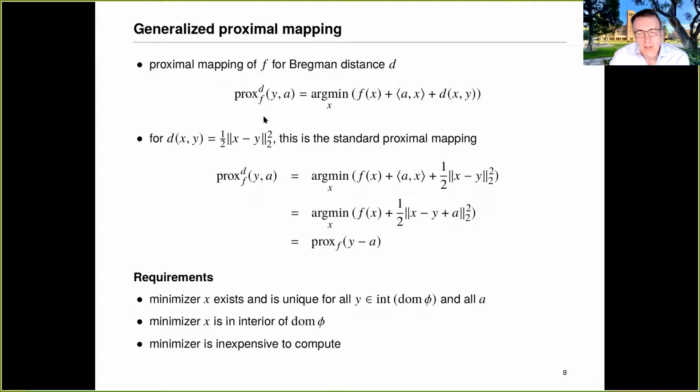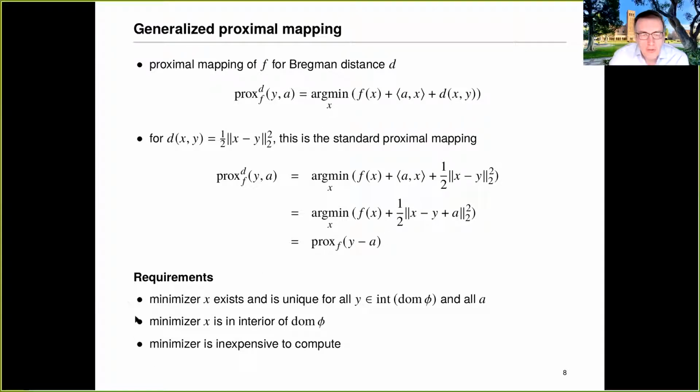But the applications where we'll be interested in using this will be applications where we have a fast or an inexpensive algorithm for solving this minimization problem. And actually, almost as a byproduct of that algorithm, we'll get the properties that the minimizer in this optimization problem exists for every choice of a and every y in the interior of the domain of the kernel. And also that the solution of this problem is in the interior of the domain of the kernel. That will also be important because typically the solution x will be used as y in the next iteration of an algorithm.